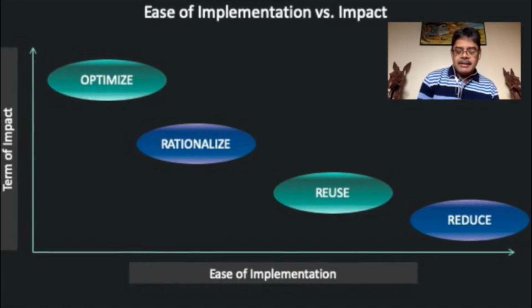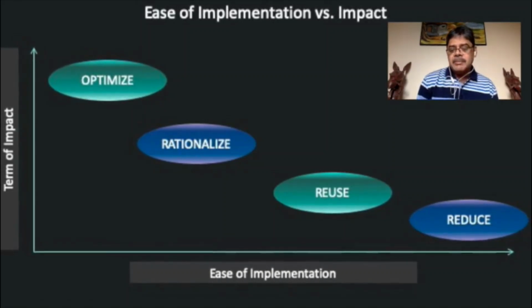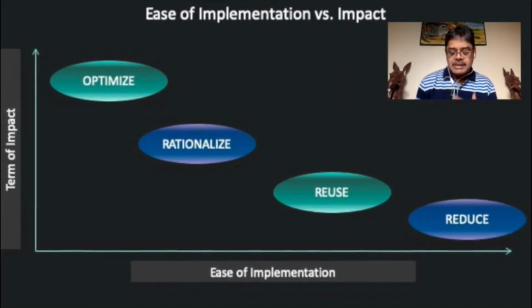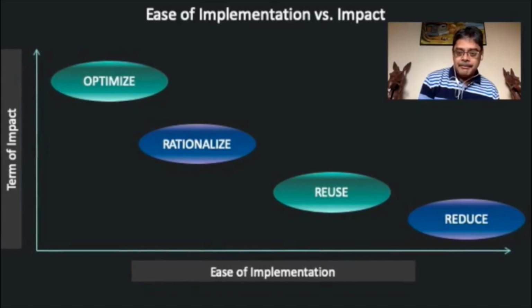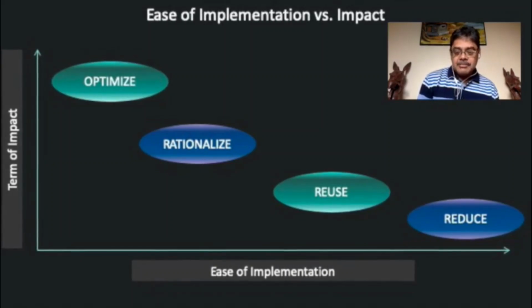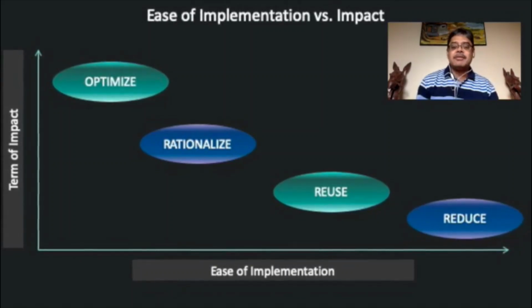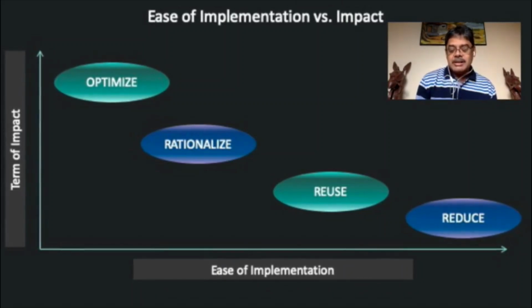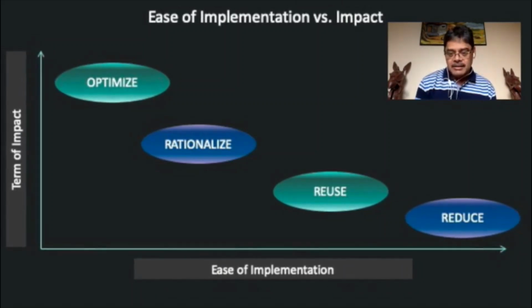Then comes reuse. The ease of implementation is a little difficult, possibly not difficult, I would say, but may take more time when it comes to reuse. Because you have to build a repository, you have to build components, you have to design components in a way that they can be reused. But then the term of impact is somewhere in the middle, right?